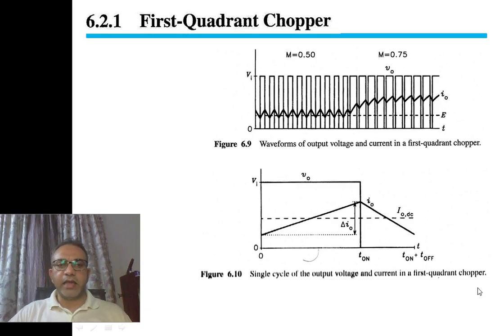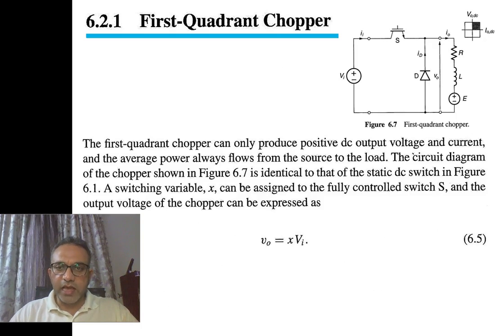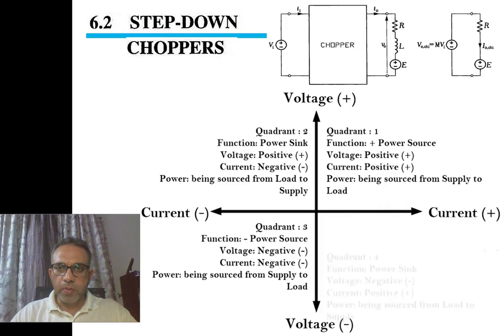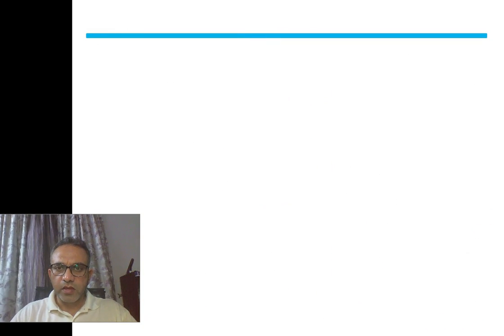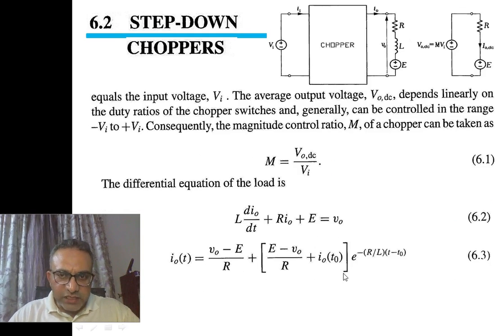Now in figure 6.10, we have just magnified one cycle of the current. It is important to note over here that although the mathematical equation of the current, as seen in equation 6.3, has an exponential function, the solution of the exponential function becomes very complex and time taking.